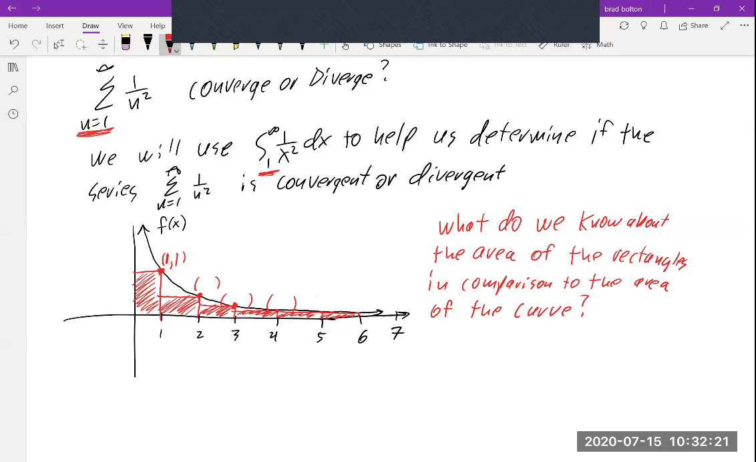So what I'm going to do, and then if I look at 2, wouldn't this be 2 comma 1/4? And this would be 3 comma 1/9, and this would be 4 comma 1/16, right? And then this would be 5 comma 1/25, so on and so on. I think you guys get the idea.